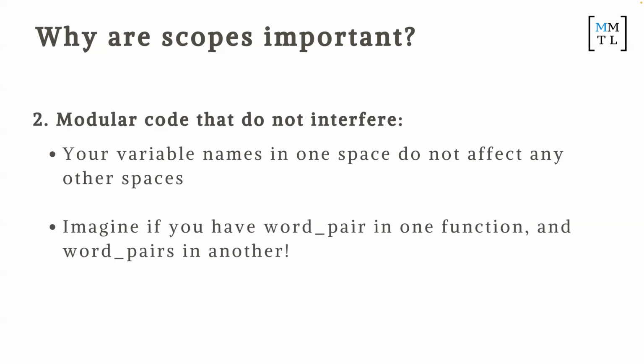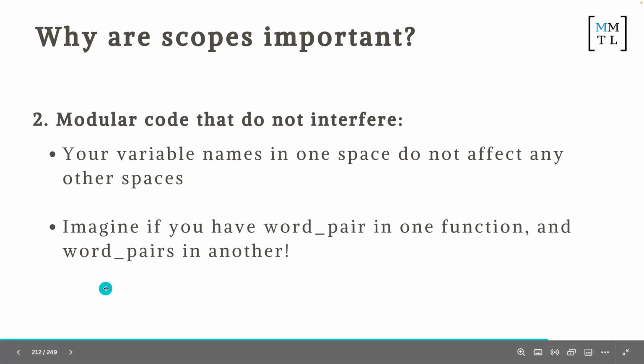Modular code that doesn't interfere with each other. So any num in one function doesn't interfere with your num in another function. Remember the example I gave yesterday, if you have a multiply function that takes num1 and num2, and you have another function that takes num1, num2. Imagine the chaos if you needed num1, num2, and then num3, num4. So you can actually name the same thing without affecting each other. You can have word pair in one function and then word pairs in another. It's really confusing.